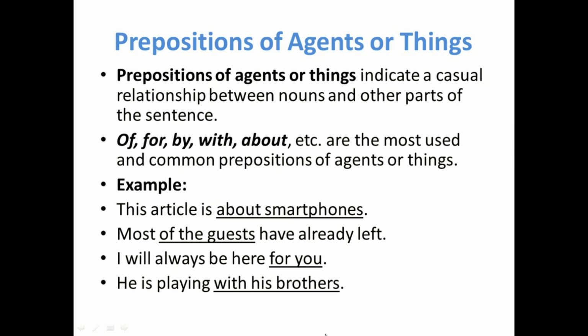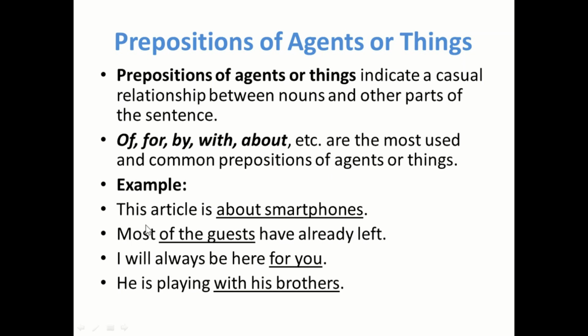Prepositions of agents or things. Prepositions of agents or things indicate a causal relationship between a noun and other parts of the sentence. Of, for, by, with, about are the most used and common prepositions of agents or things.